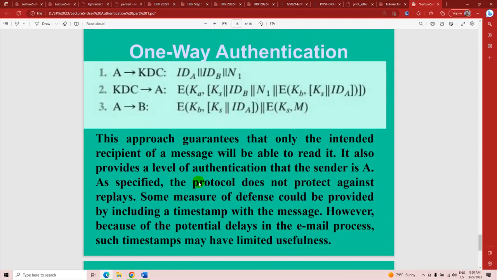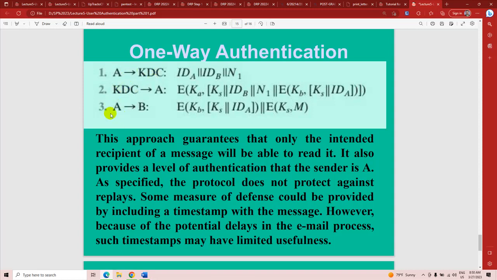Next, the final discussion is how this Needham-Schroeder algorithm can be used for one-way authentication. There is an example given here, students. A is sending an email to B. So A is getting the session key. Okay, so A has got the session key. You know step 1 and step 2 already. Clear? Now A has the session key.